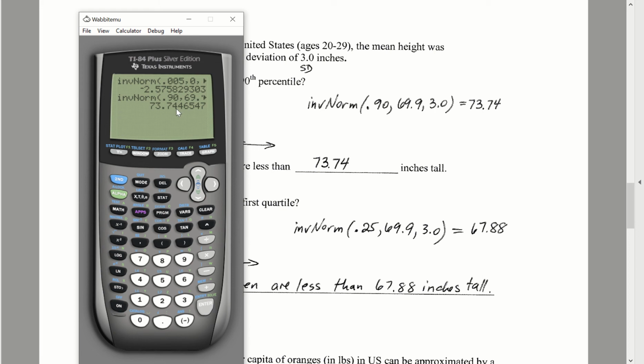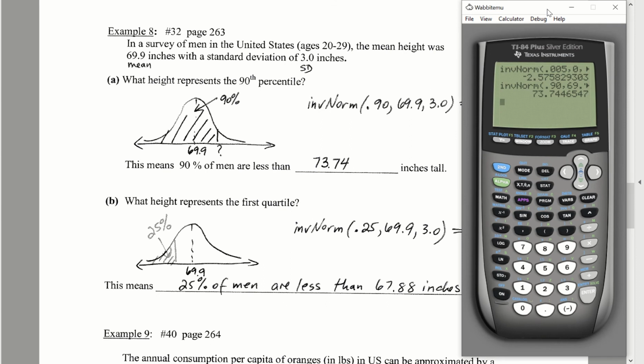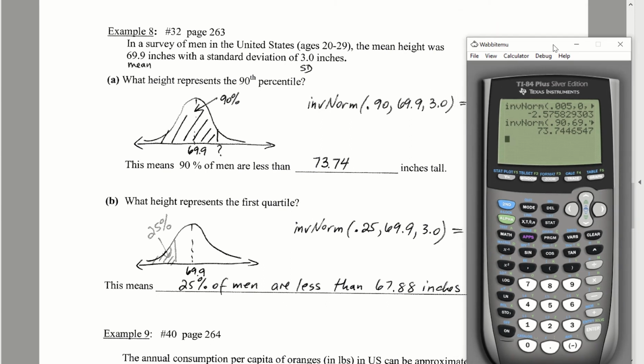It'll round to 73.74. So any man with a height of 73.74 inches would be in the 90th percentile. So 90% of the individuals would have a height that is less than 73.74 inches.